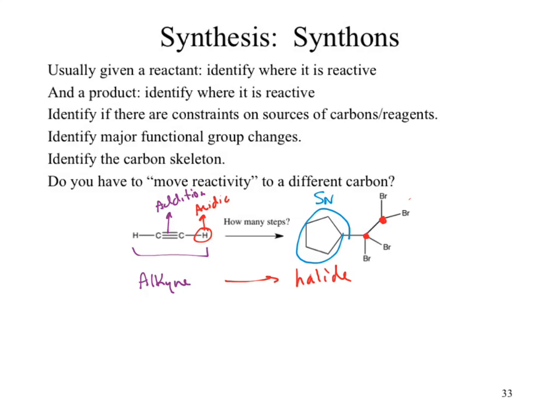Okay? And then do you have to move reactivity? So if it looks like the reactivity has changed from one carbon to another, that's an important thing to notice. If reactivity has changed locations, pretty much the only way to do that is to get to an alkene, because alkenes have reactivity at 2 positions in your carbon structure. Whereas other functional groups really only have reactivity at 1 carbon. Okay?